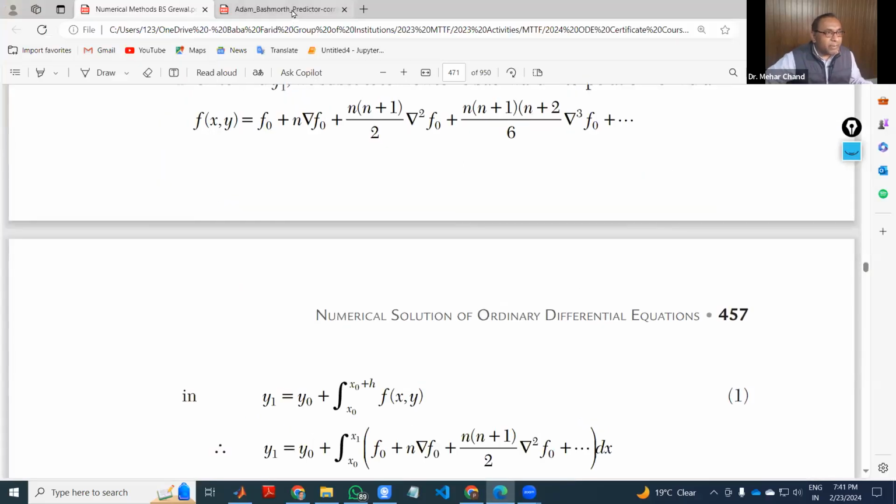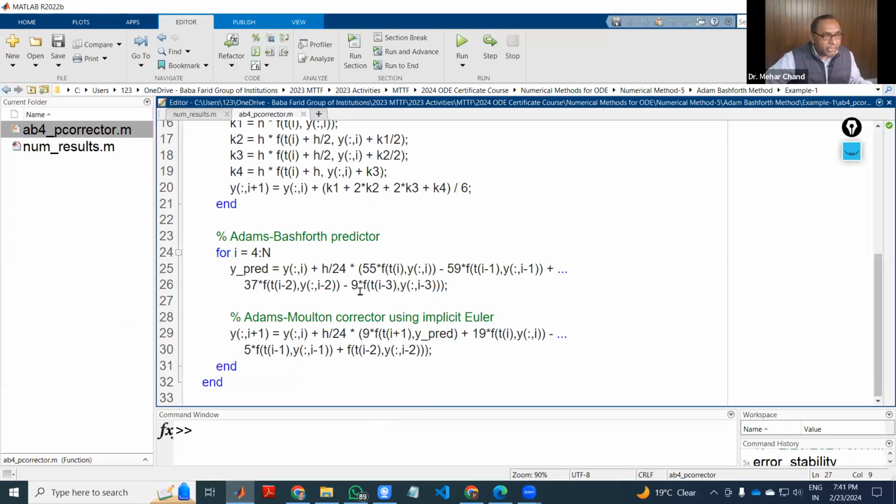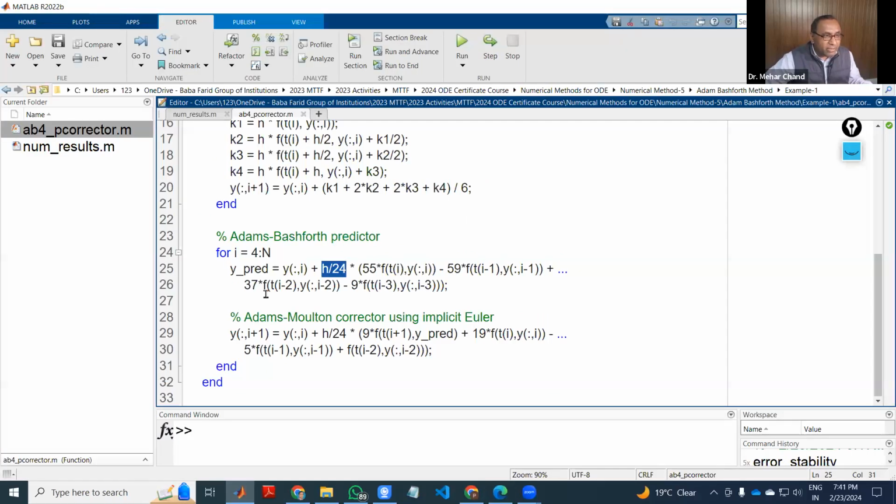Sorry, you can come back in this file, this one. Okay, this is the same as we are using here in the MATLAB. So here you can see this is the yi h by in the place of n we are using i. So only this is the difference. Just you need to replace n with i, and you will have the syntax for the method.